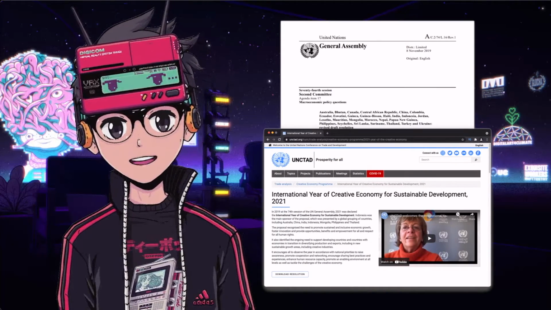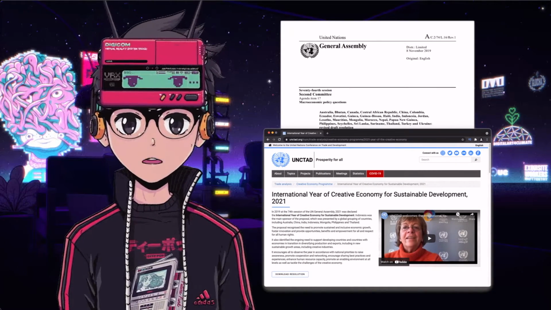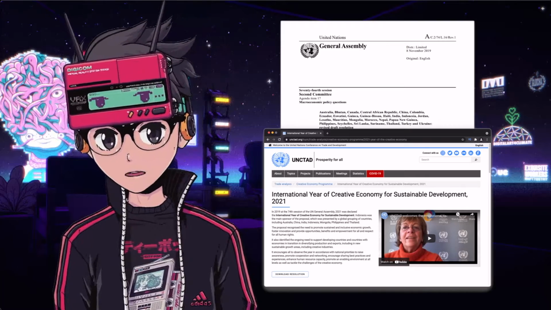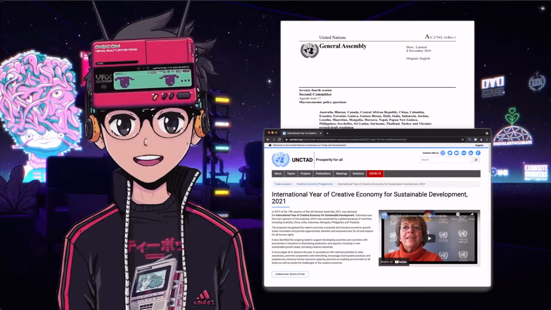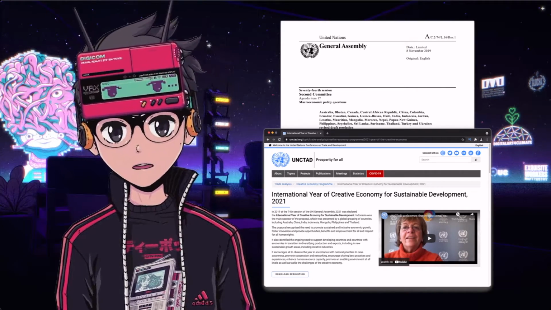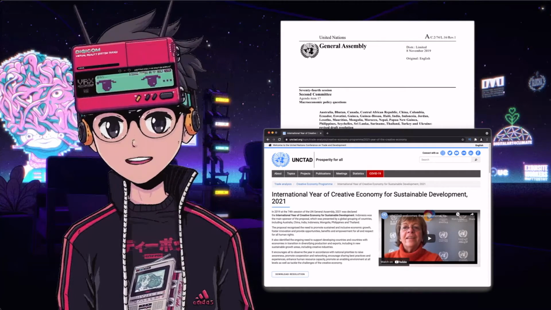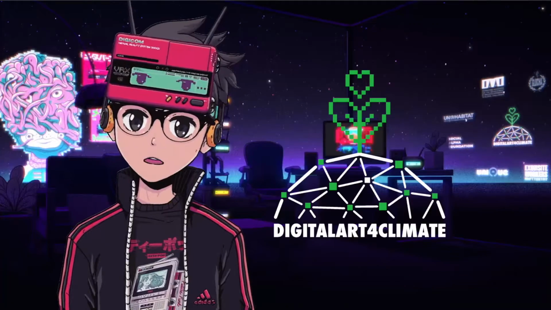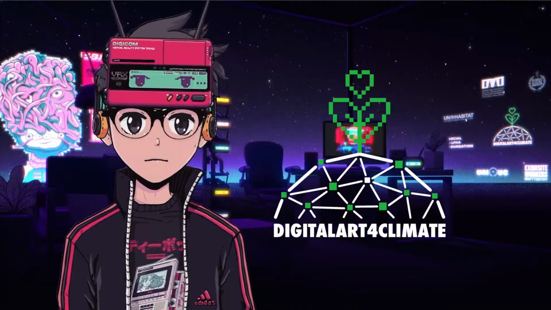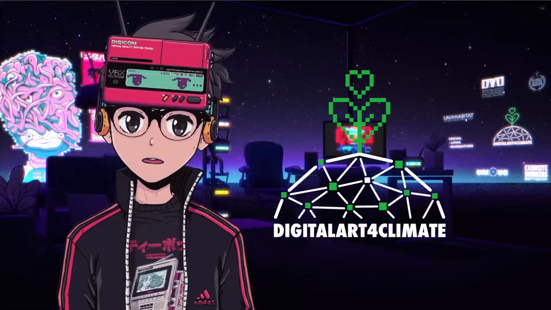Fast forward to 2019. The UN announced that 2021 will be the year of the creative economy. This resolution was created to promote sustained growth of the creative economy, specifically in many developing nations. Moreover, they stressed that the creative economy will be an integral resource in order to promote, highlight, and help accelerate climate action. Digital Art for Climate is an initiative that was created in order to action these goals and resolution.